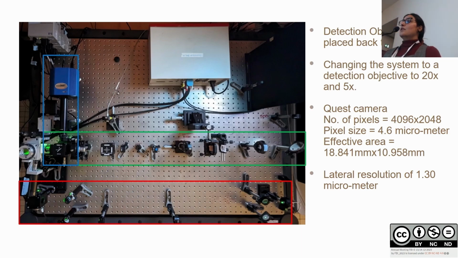If you look at the system here, this is where my illumination path is, and I have my galvo mirror. I also have my physiological chamber, which I can move with stages. And behind this black surface here is the Quest camera, which has a very large field of view and effective area. With this, we've done some calculations to find that the lateral resolution we have right now is 1.3 micrometer. We did start off with a detection objective of 10 placed back to back, but with further research, we've found that it's better to use a 20 and a 5.